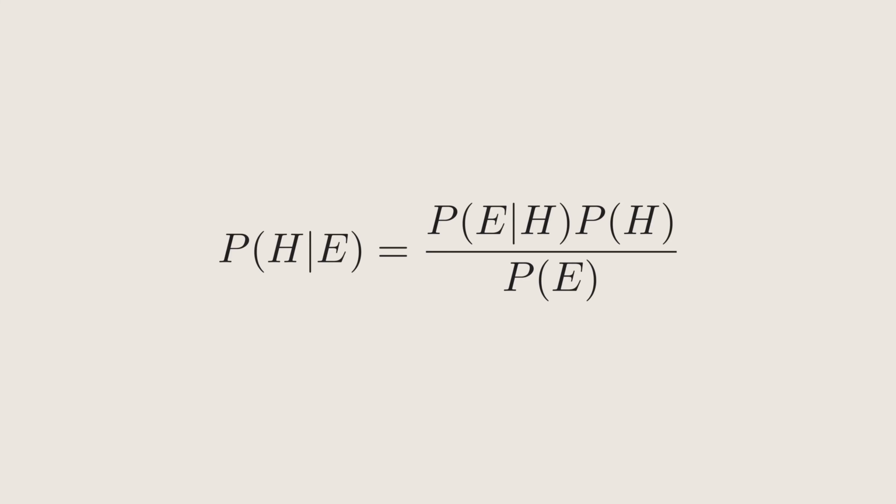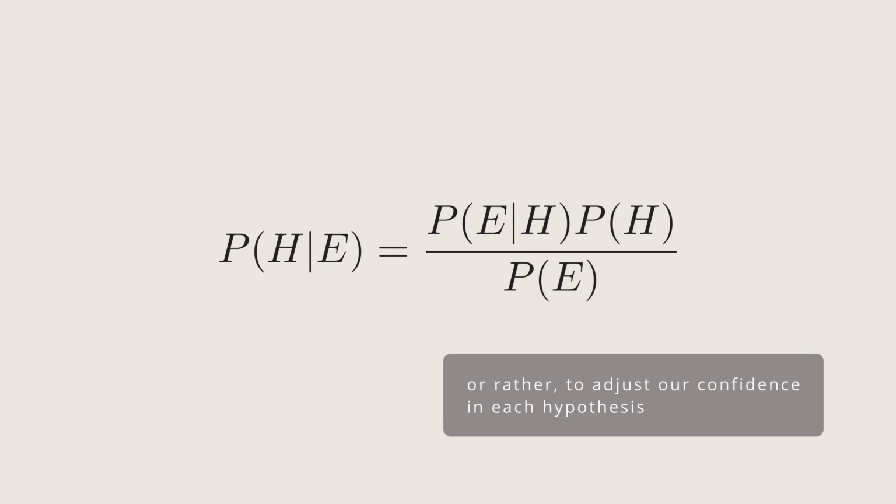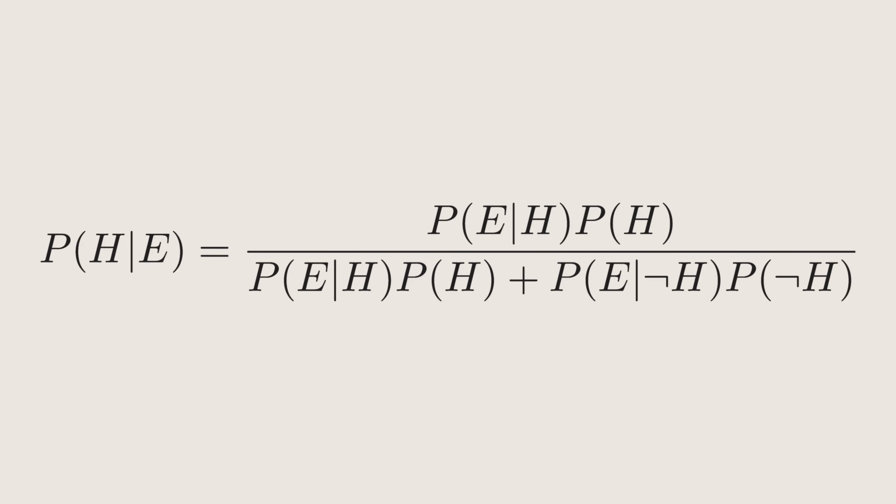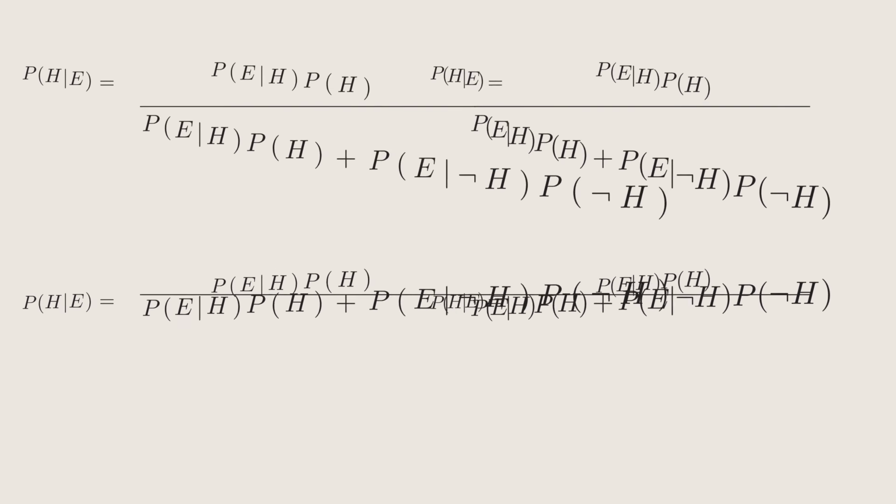For a full byte search, we would have 256 hypotheses. Each hypothesis tracks the possibility of its corresponding byte value being the target of our search. We'll use Bayes' theorem to adjust each of these hypotheses after each oracle query. The first thing we'll do is expand the bottom of this fraction, which makes it harder to read but easier to work with. Now, for any given hypothesis, we have 4 cases to consider.